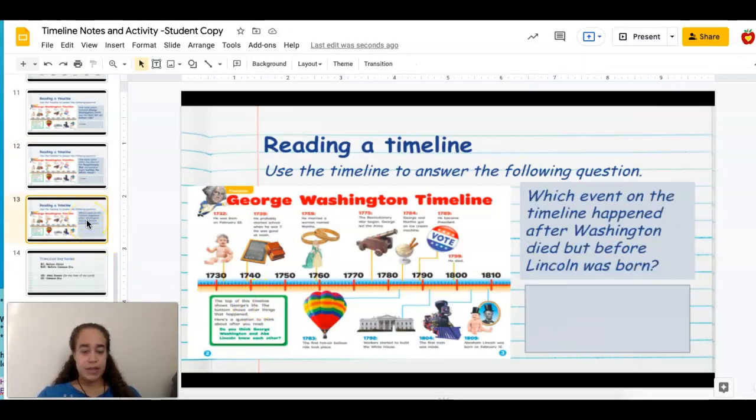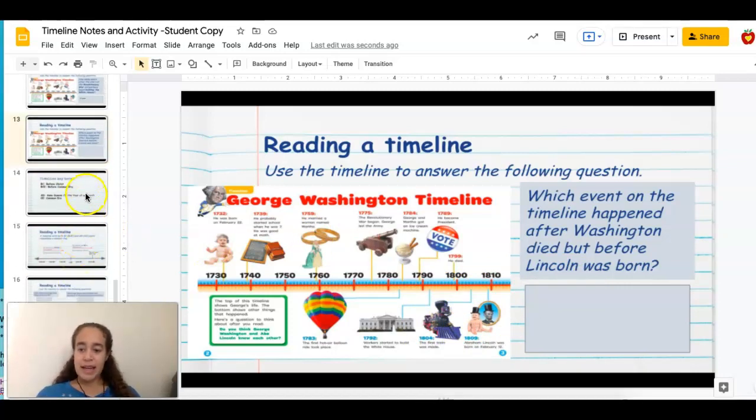And the last question was not figuring out the difference between years, but which event happened on this timeline after Washington died, but before Lincoln was born. So if I see all of these events about Washington, he died in 1799. Lincoln was born here, 1809. Between those two events, you have the first train was made. That would be in this box.